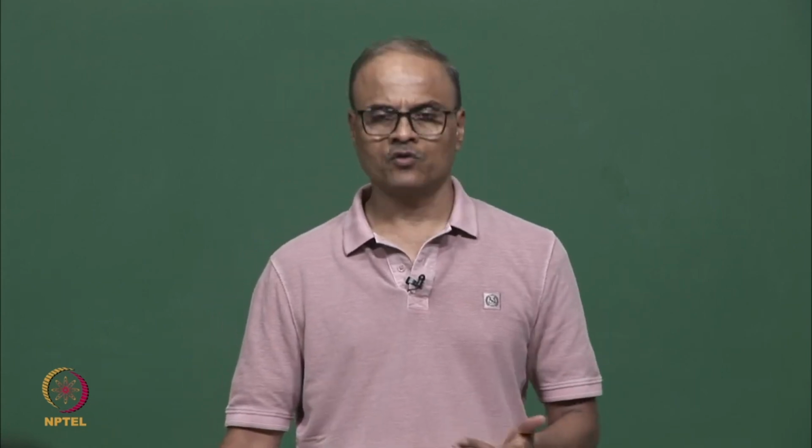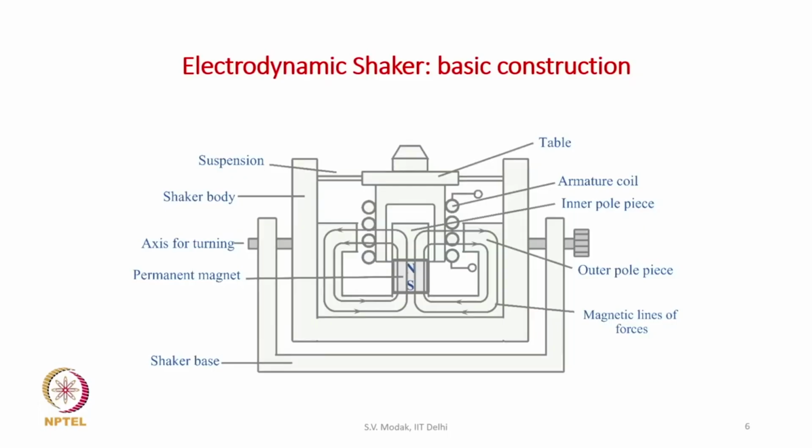Let us now look at the basic construction of an electromagnetic shaker. This is the basic schematic arrangement of an electrodynamic or electromagnetic shaker. Here we have this coil, we can see this armature coil here. This coil is wound around a spider, and on the top of the spider there is a table. So, this table and spider together with the coil form the complete armature.